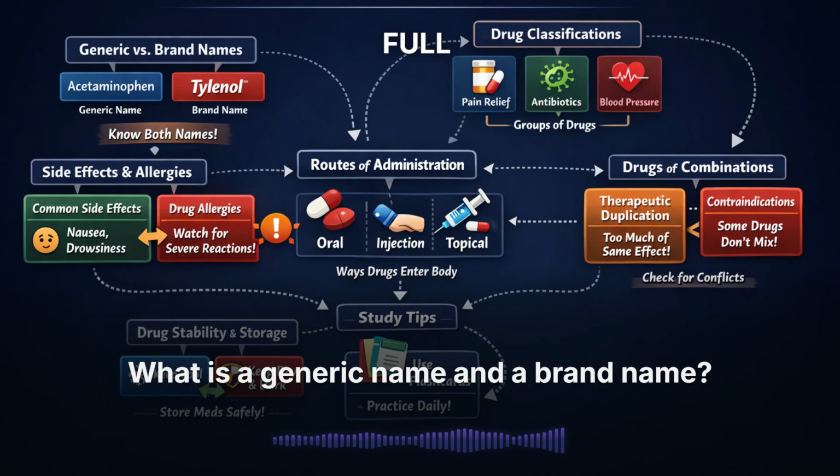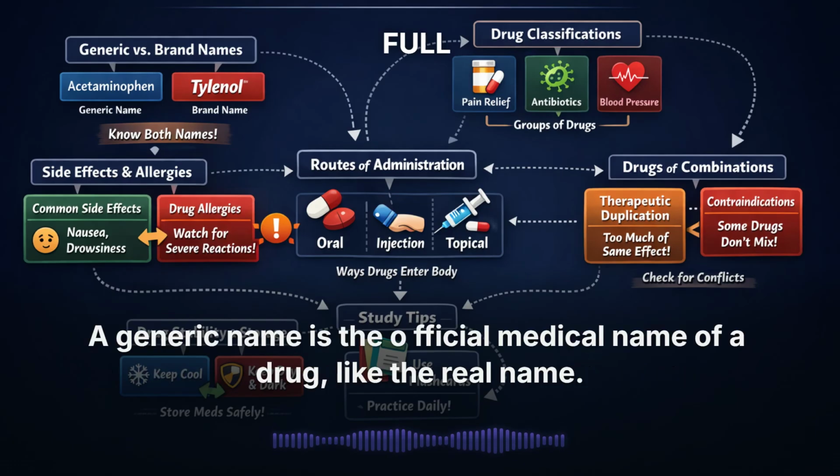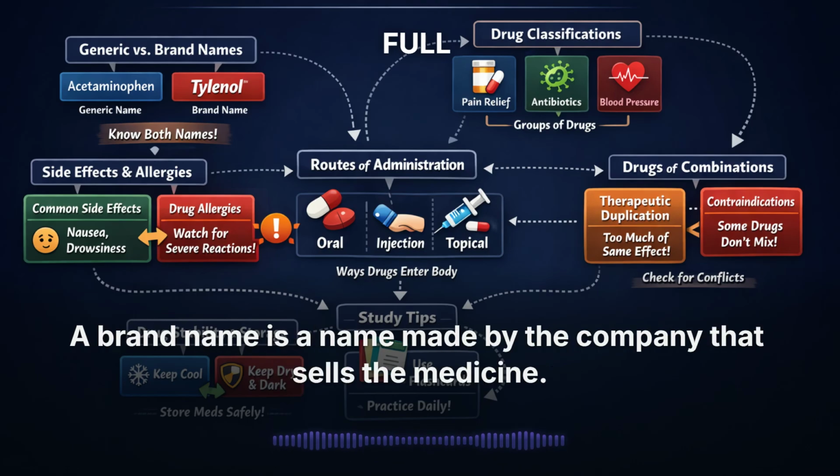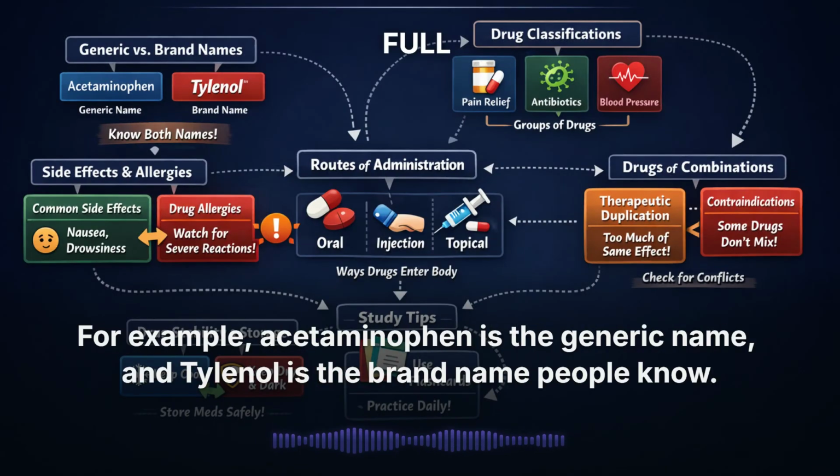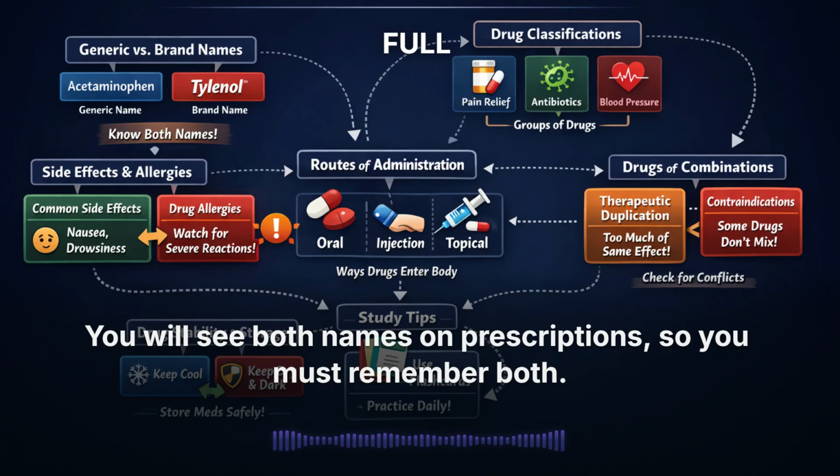What is a generic name and a brand name? A generic name is the official medical name of a drug, like the real name. A brand name is a name made by the company that sells the medicine. For example, acetaminophen is the generic name, and Tylenol is the brand name people know. You will see both names on prescriptions, so you must remember both.